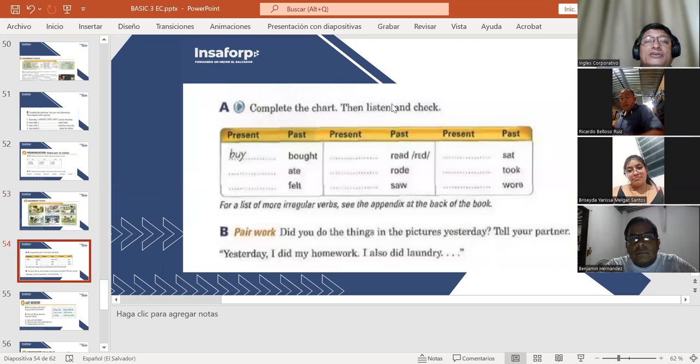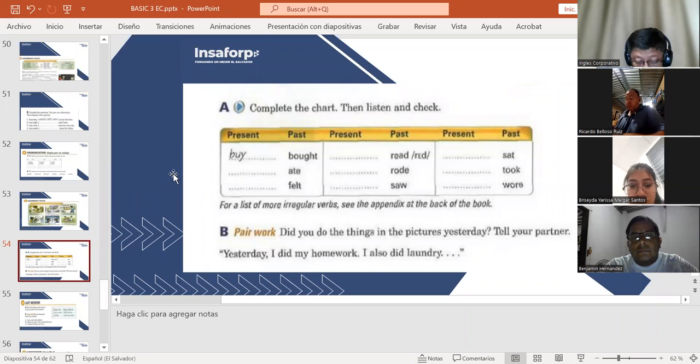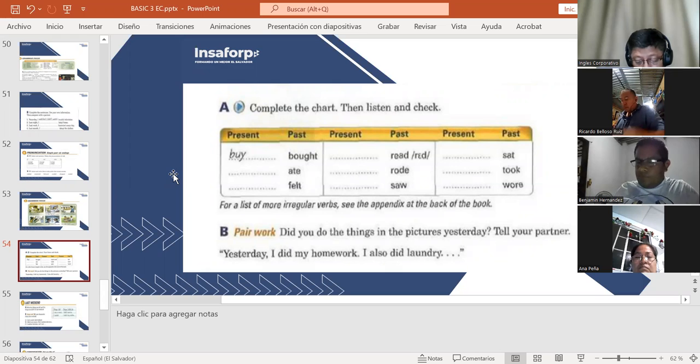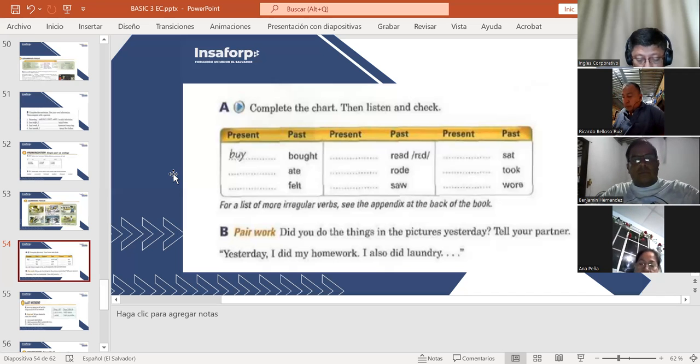I want you to complete the chart with the present of these verbs in past. Escríbame el presente. Ya lo tengo. Okay. Thank you. Ahí téngalo ahorita. Keep it. Stop.